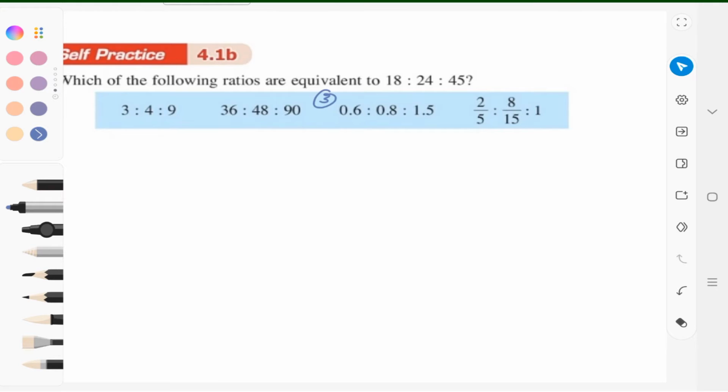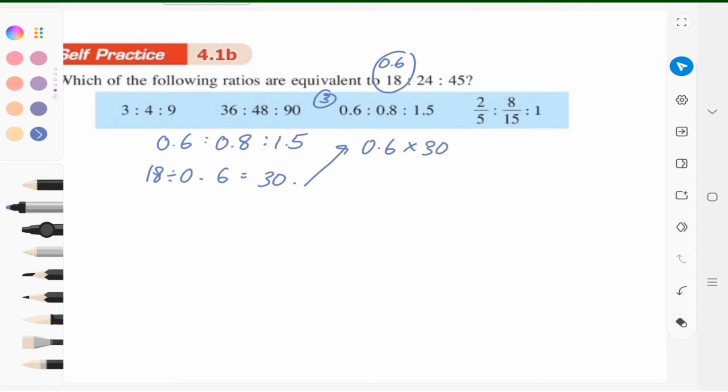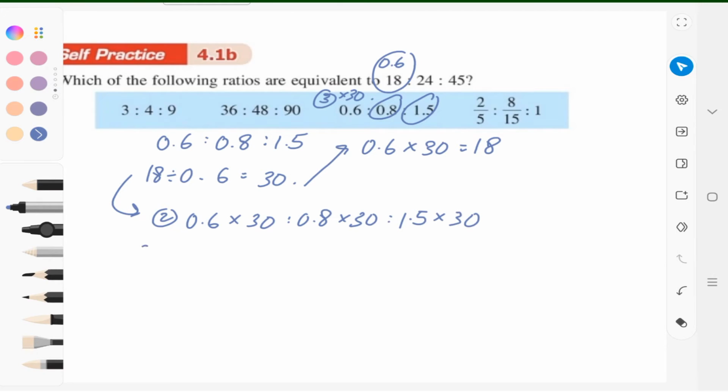Now let's look at the third ratio, which is 0.6 to 0.8 to 1.5. So 0.6 equals 18. We take 18 divided by 0.6 equals 30, which means 0.6 has to be multiplied by 30 to get 18. So if 0.6 must be multiplied by 30, the others also need to be. The second step is 0.6 multiplied by 30, 0.8 multiplied by 30, and 1.5 multiplied by 30. The answer is 18 to 24 to 45. So yes, they are equal.